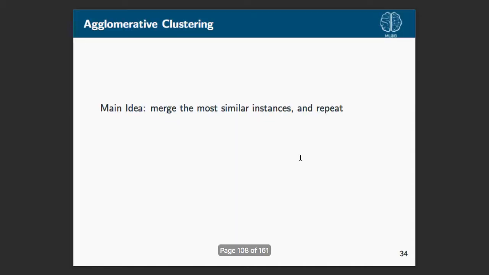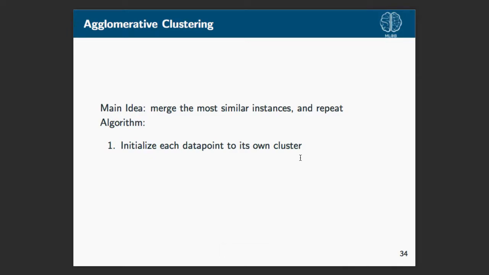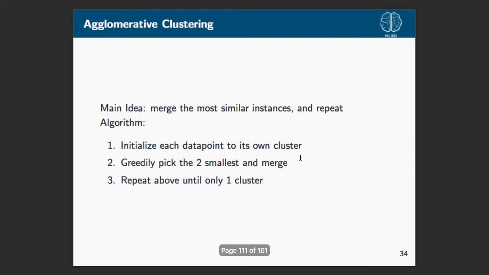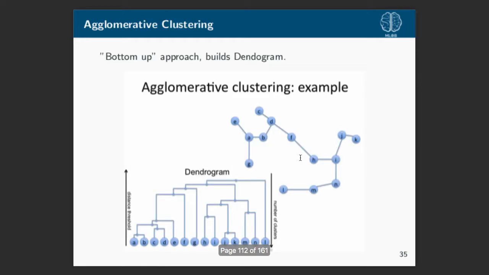So agglomerative is basically a bottom-up approach. In your data set, you find the two most similar instances, and then you merge them. You call that one instance, and then you repeat. Find the next two most similar, then merge. You first initialize each data point to its own cluster, then pick the two points with the smallest distance, whatever distance metric you're using, and merge them. Then you keep repeating until you only have one cluster.